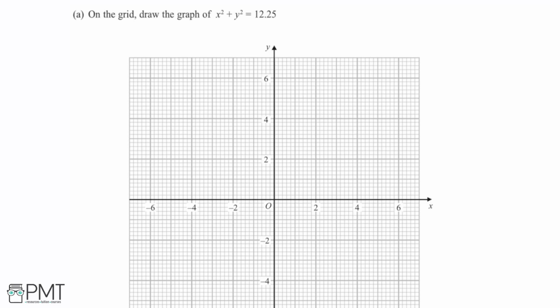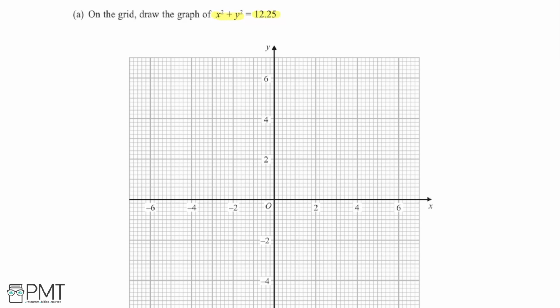So we're asked to draw on the grid the graph of x squared plus y squared is equal to 12.25. Now instantly here I can see that we've got a squared x term and a squared y term, and this makes me think that we're working with a circle. So we have x squared plus y squared is equal to a number, and this is going to be kind of the simplest form of a circle graph.